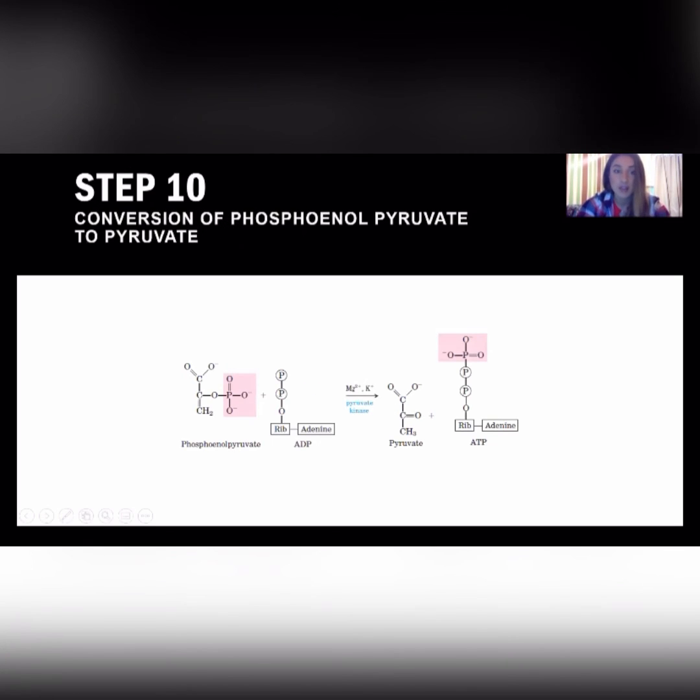Then we have step 10, which is going to involve the conversion of phosphoenolpyruvate, which is going to remove the phosphate, and it's going to allow for the formation of ATP by the enzyme pyruvate kinase. This is going to be a regulatory enzyme that is involved in glycolysis, and it's going to be activated by ADP and AMP. And this step of dephosphorylation is going to be irreversible. So now we have ADP becomes ATP, and this is going to be the second substrate level phosphorylation, which is going to form 2 ATP molecules. And now we have a net formation of 2 pyruvate molecules.